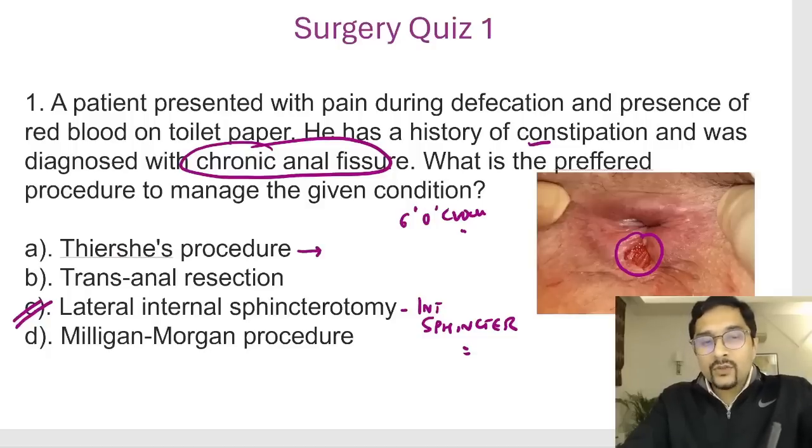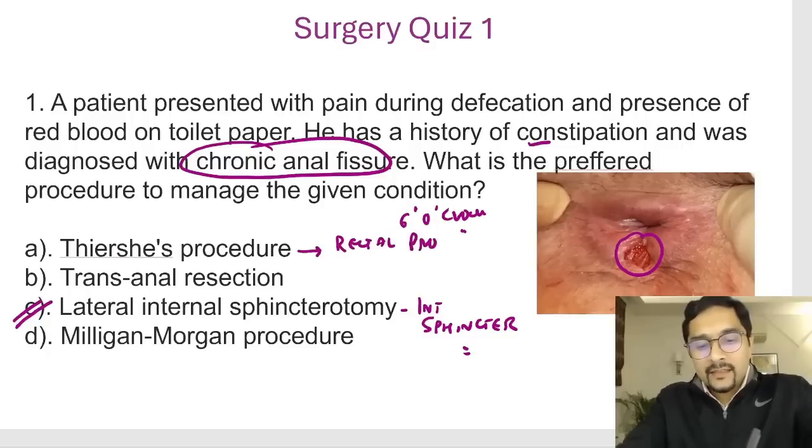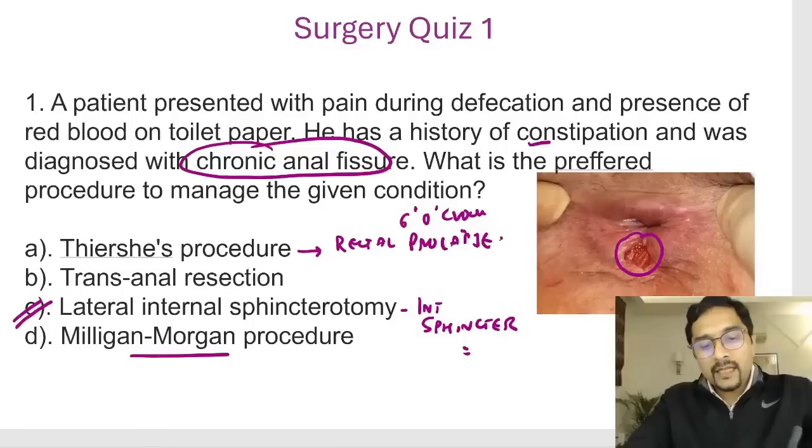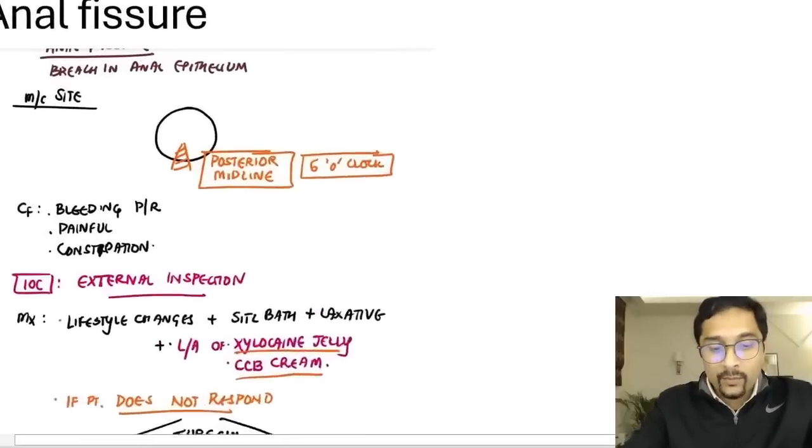Thiersch's procedure, you know, is for rectal prolapse, right? And this is a perineal procedure for rectal prolapse. Milligan-Morgan is used for hemorrhoid surgery, and transanal resection is used for early cancers or polyps.